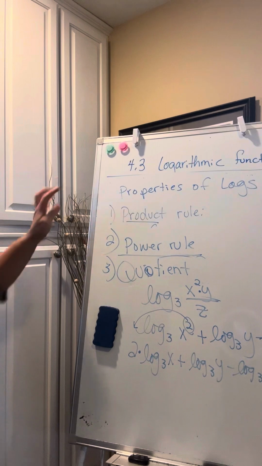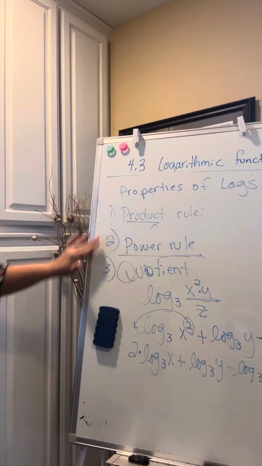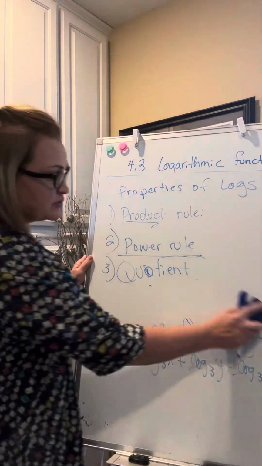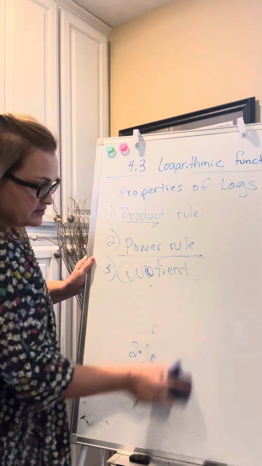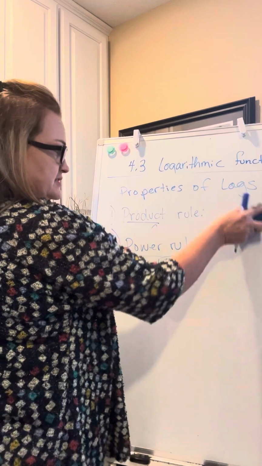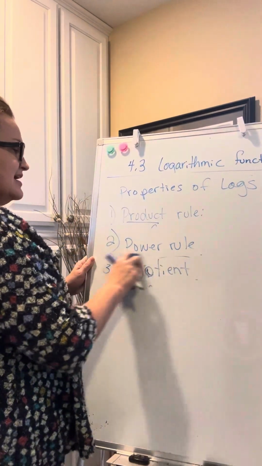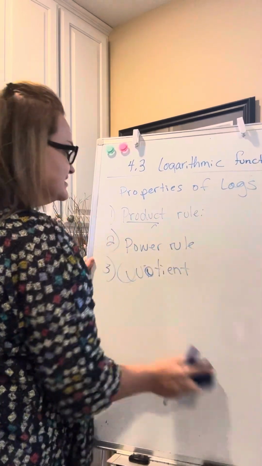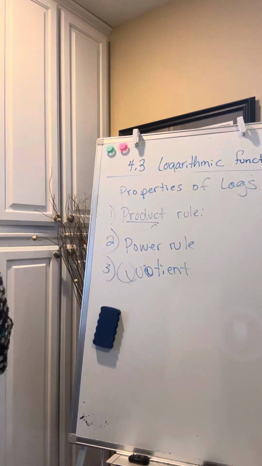Those are the big three: product, power, and quotient, that we'll be using in the last couple of sections of this chapter to help us solve all the log equations. So again, those are the big three. There's some other rules that come up less often that's mentioned next.